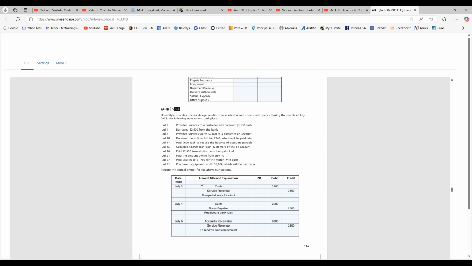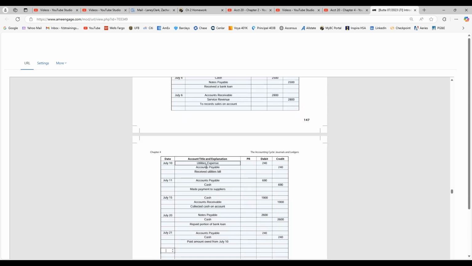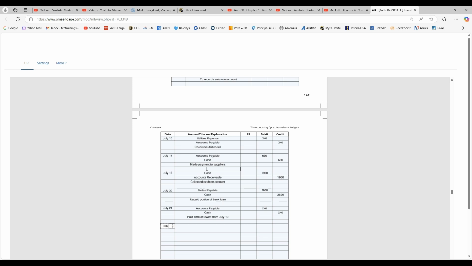Okay, July 27th, we paid salaries of $1,700 with cash. So we're going to say salaries expense, $1,700, cash as a credit, $1,700, and we're going to say paid salaries.